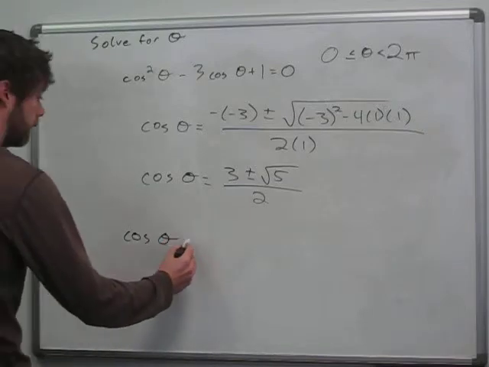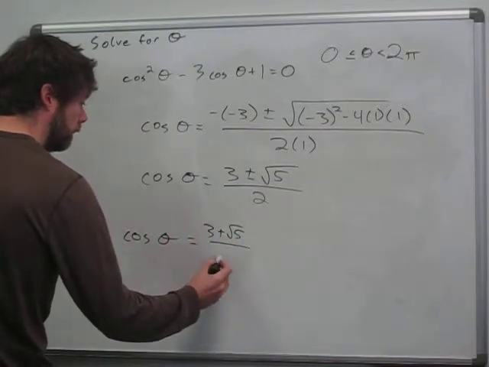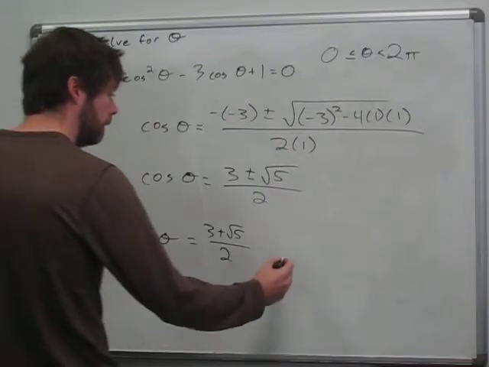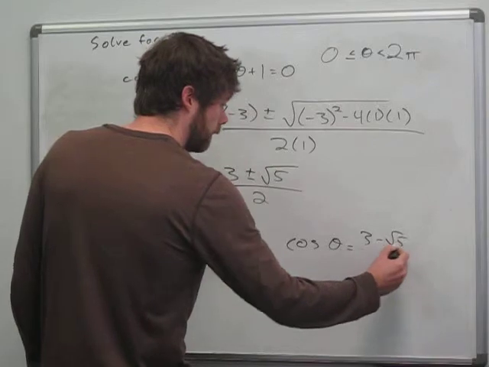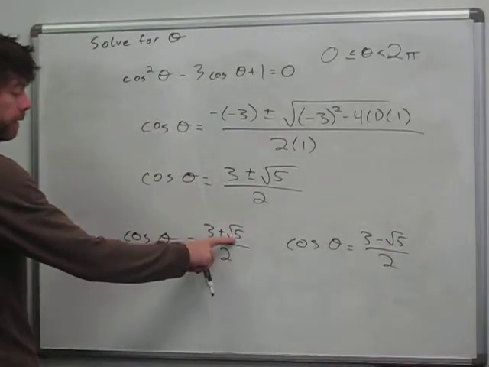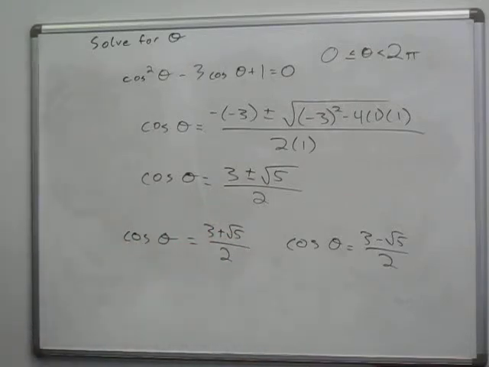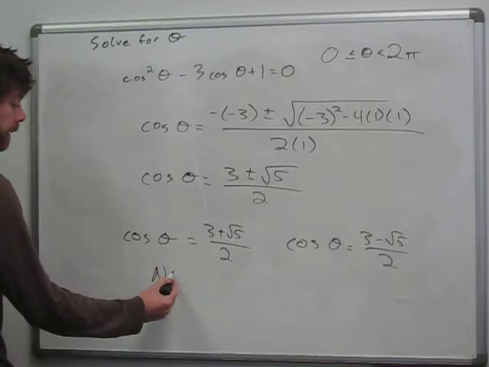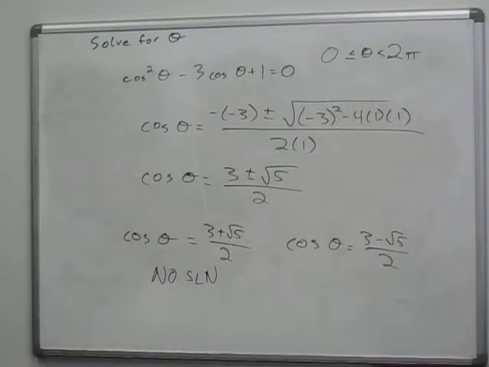Cosine theta is 3 plus radical 5 over 2, or 3 minus radical 5 over 2. Now radical 5 is more than 2, so this number here is greater than 1. Right? Cosine of theta will never be greater than 1, so there is no solution to this equation.